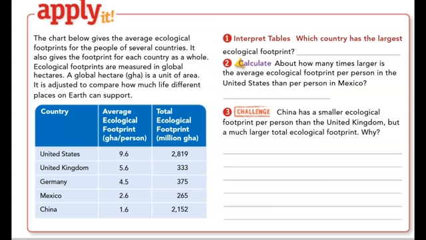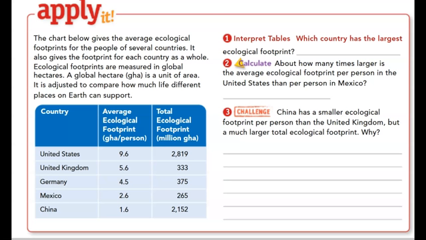Apply it! The chart below gives the average ecological footprint for the people of several countries. It also gives the footprint for each country as a whole. Ecological footprints are measured in global hectares. A global hectare, or GHA, is a unit of area. It is adjusted to compare how much life different places on Earth can support. So in our table below, we have our countries: United States, United Kingdom, Germany, Mexico, and China. Our average ecological footprint, or GHA, per person in those countries, and the total ecological footprint in million GHA for each country. Number 1 says, which country has the largest ecological footprint?